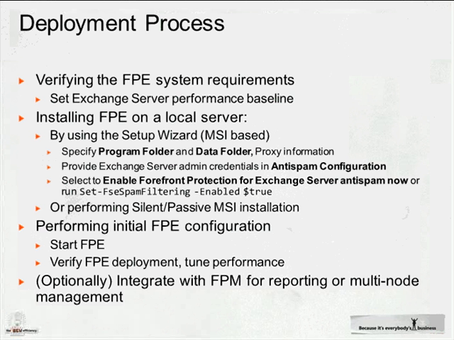So let me expand some main steps of the Forefront Protection for Exchange deployment process. This starts off by verifying the Forefront Protection for Exchange system requirements and setting up an Exchange Server performance baseline. Then you need to install Forefront Protection for Exchange on a local server, specifying program and data folders. This is done by using the MSI-based setup wizard. Then you perform initial Forefront Protection for Exchange configuration and performance tuning. And finally, you may integrate it with Forefront Protection Management for reporting or multi-node management based on the shared Exchange security policy.